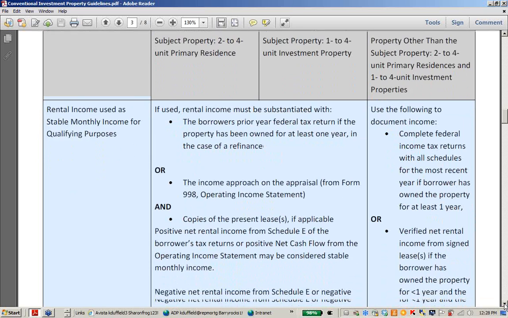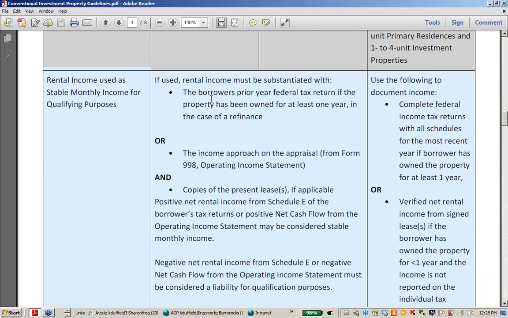So if we're going to use rental income, and again, this is on owner-occupied multi-unit or an investment property, the borrower's prior year federal tax returns, if the property has been owned for at least 1 year, in the case of a refinance, is required. Okay, or you can use the income approach from an operating income statement. So either or in that situation. The operating income statement is also called a Form 998, and that can be ordered through our AMC, and I'll discuss that in just a second.